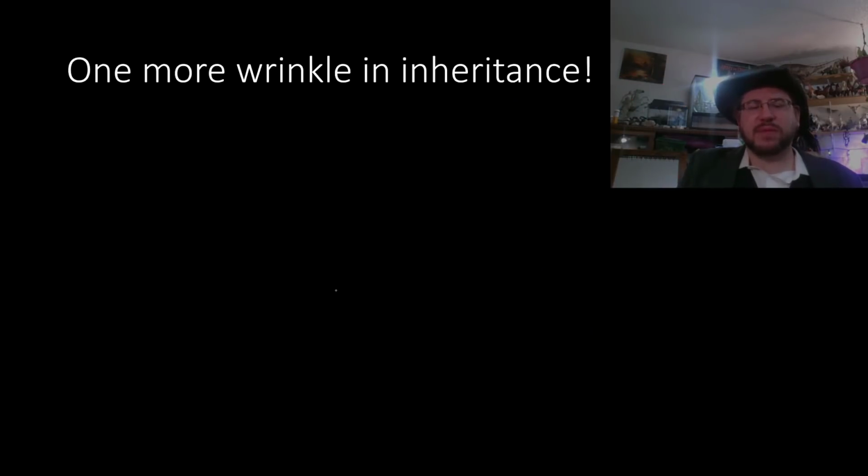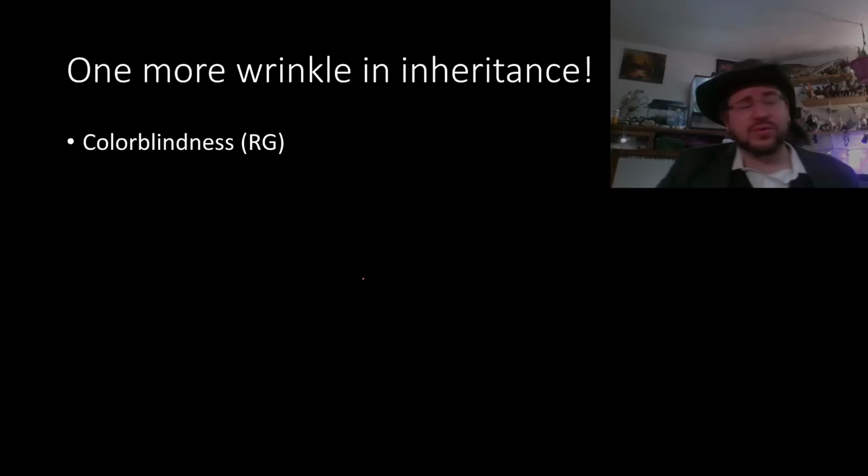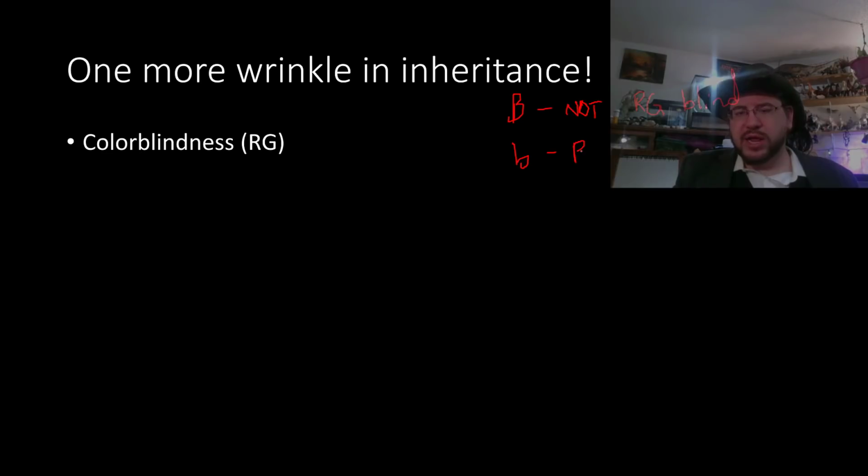Okay, the last wrinkle I'll talk about in inheritance is real funky. And it has to do with color blindness. Now, red-green color blindness is a dominant recessive disorder. So, we'll use B for color blindness. The dominant allele is not red-green colorblind. And the recessive allele is red-green colorblind.